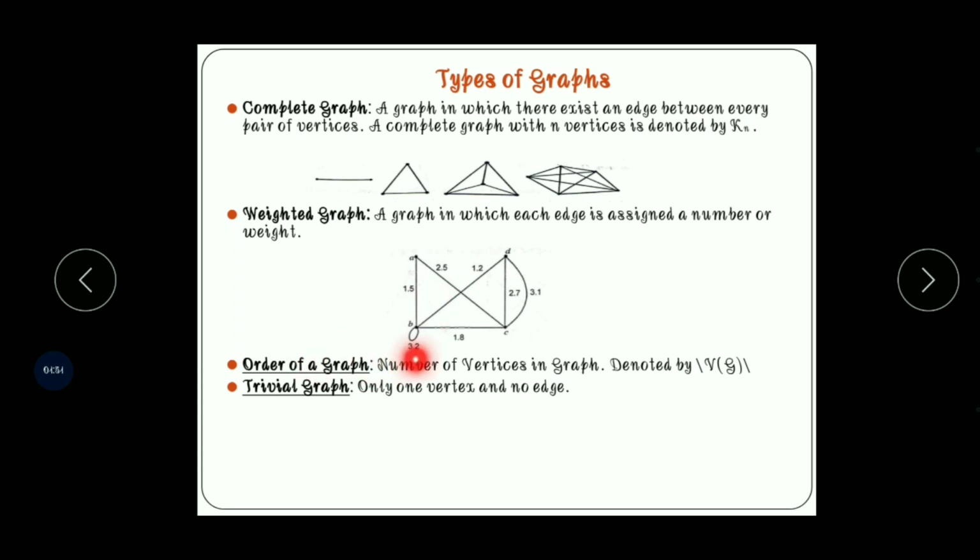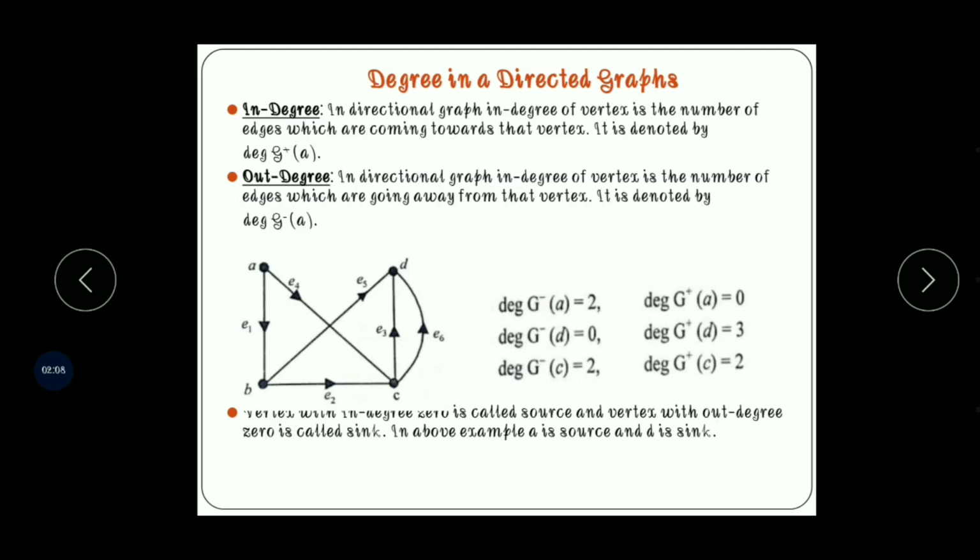Next is order of a graph. The number of vertices in a graph is called the order of the graph, and it is denoted by mod of V(G). Then trivial graph: if I have only one vertex and no edge in the graph, then such a graph is called a trivial graph.